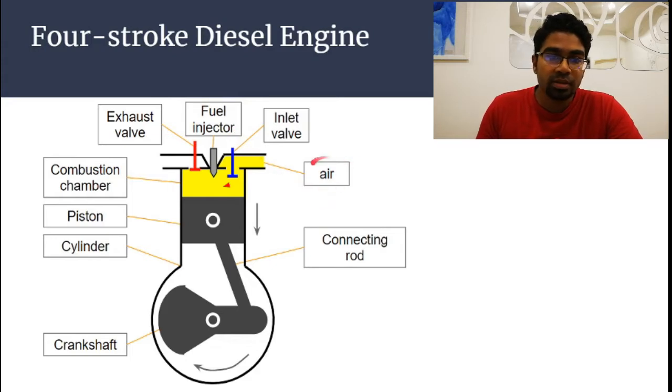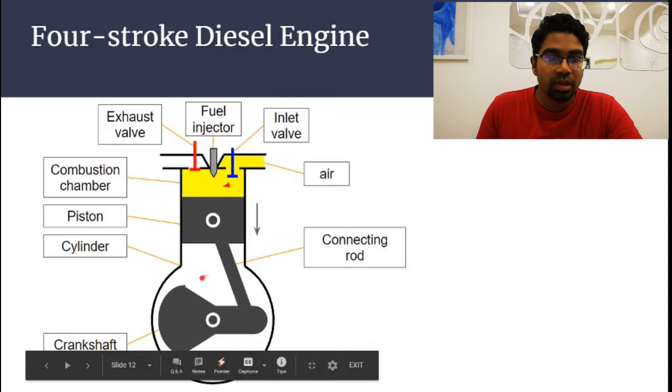And here, this is another key difference. Now if you notice in the petrol engine, what is coming into the combustion chamber is vaporized petrol and air. It's a mixture of petrol and air. So for the 4-stroke diesel engine, only air enters the combustion chamber. Okay, now the other principles are the same.